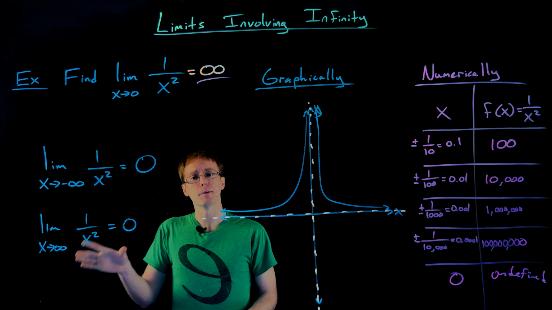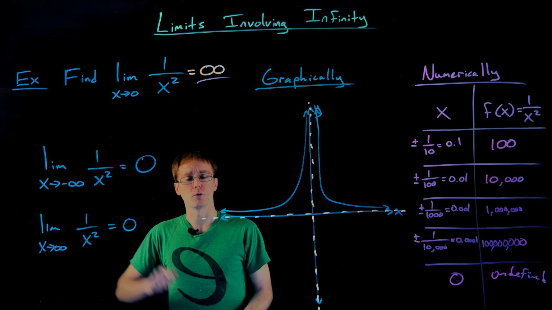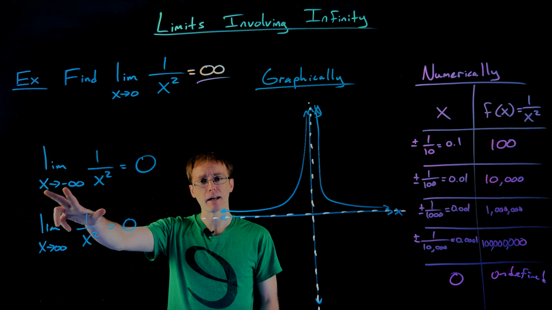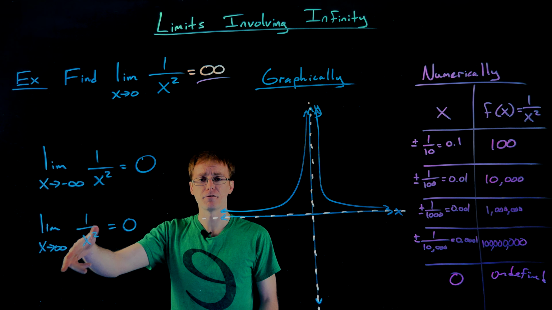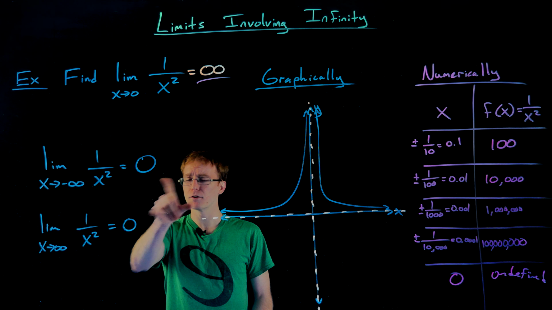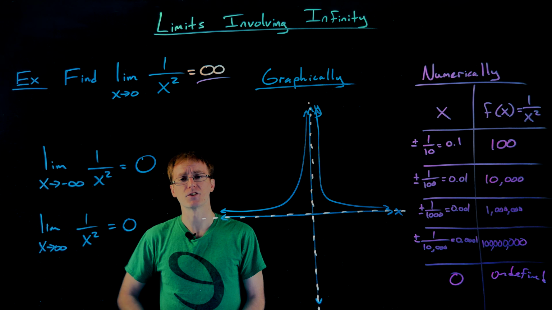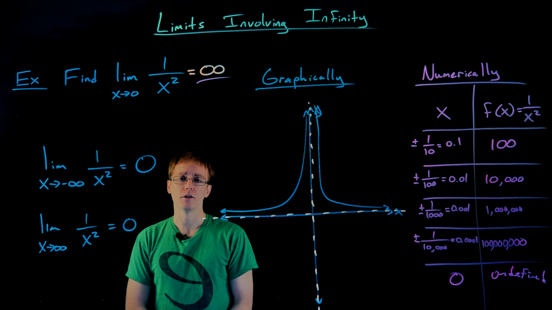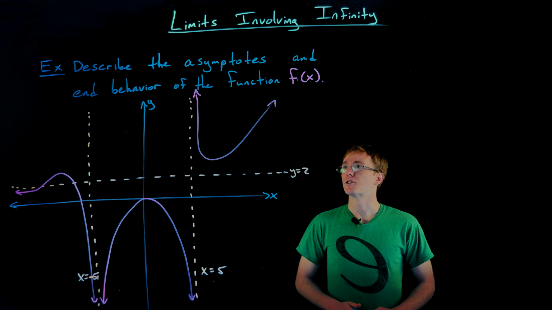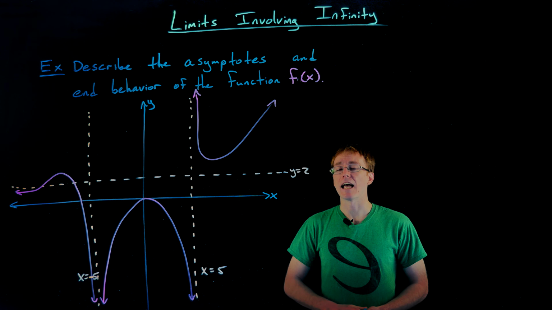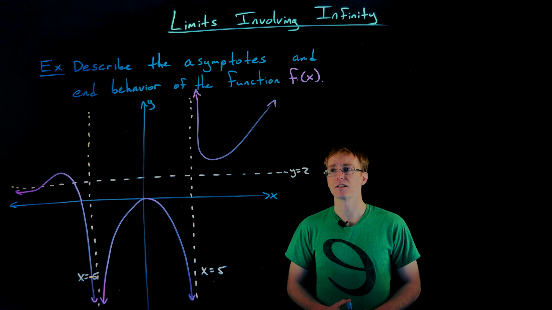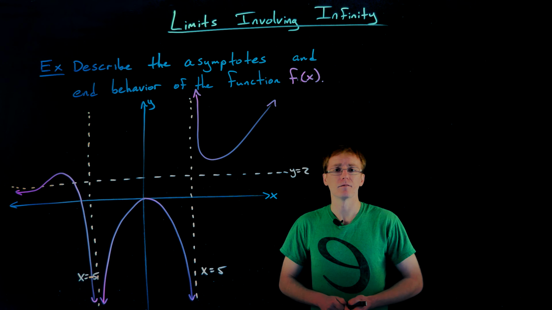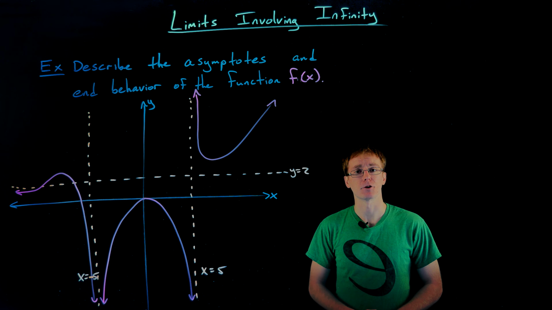I mentioned that these limits involving infinity are going to be describing our asymptotes. Whenever we have the limit as the input x approaches positive infinity or negative infinity, whenever those limits are equal to a finite constant number, that's going to be describing some horizontal asymptote to our function. So I want us to describe the asymptotes and end behavior of the function f of x that I have graphed up here. So let's go ahead and get started. Let's maybe just work our way from left to right.